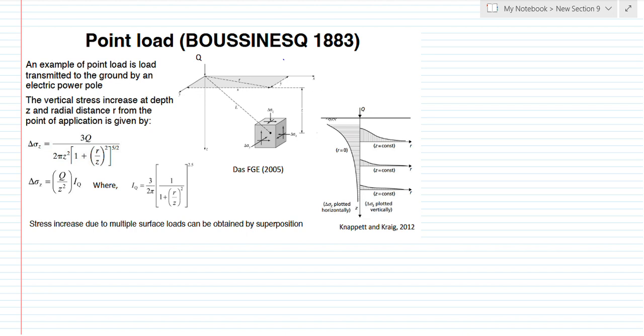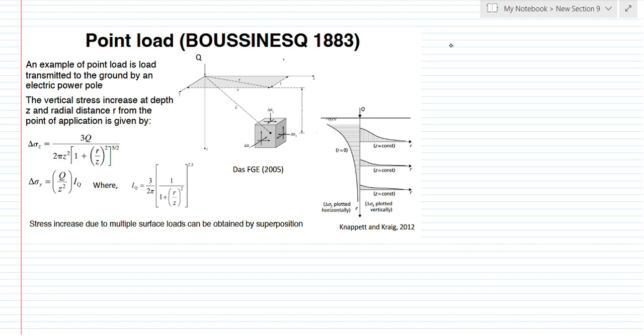Today we are going to look at point load. The induced vertical stress is due to surface loading, right? And it is also known as the stress increase. Now, we looked at the various methods that we use to determine the stress increase at a particular depth.